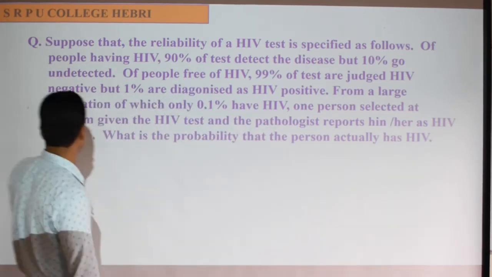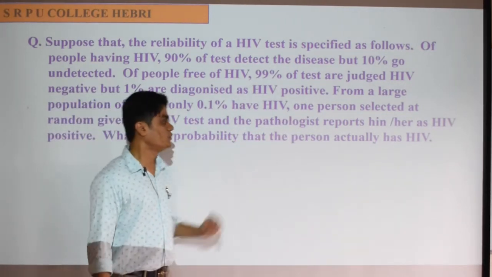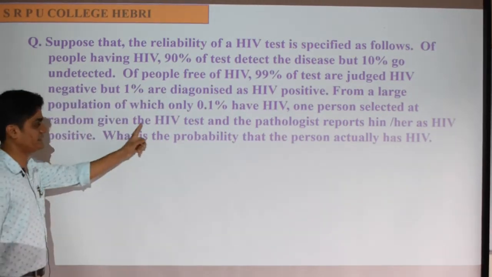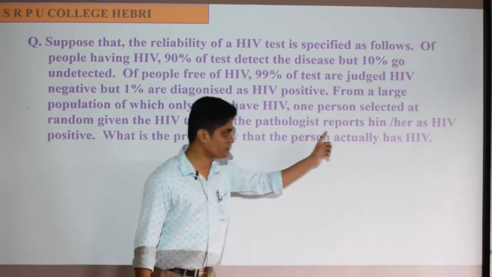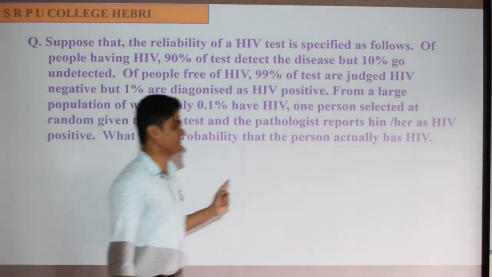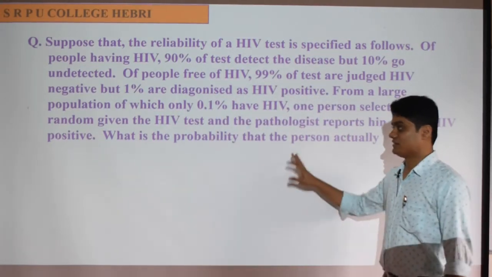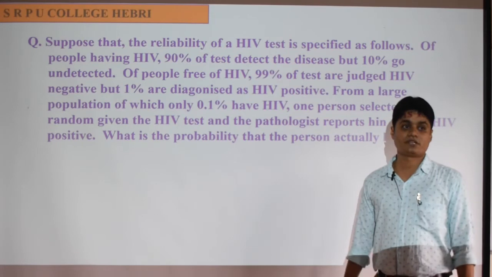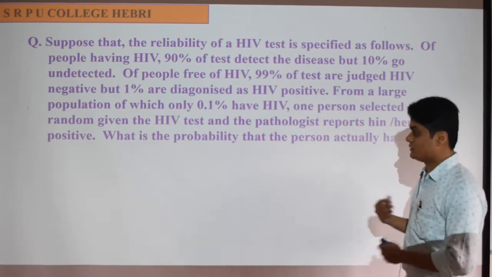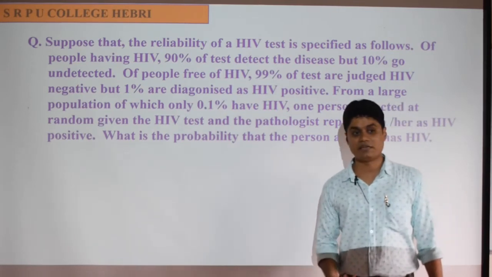Okay, from a large population of which only 0.1% have HIV, one is selected at random given that HIV test, and the pathologist reports him or her as HIV positive. What is the probability that the person actually has HIV? Read it properly, otherwise it's very difficult to understand. Now tell me how we can select the different events, E1, E2, E3, or A1, A, B, C, or A, right?